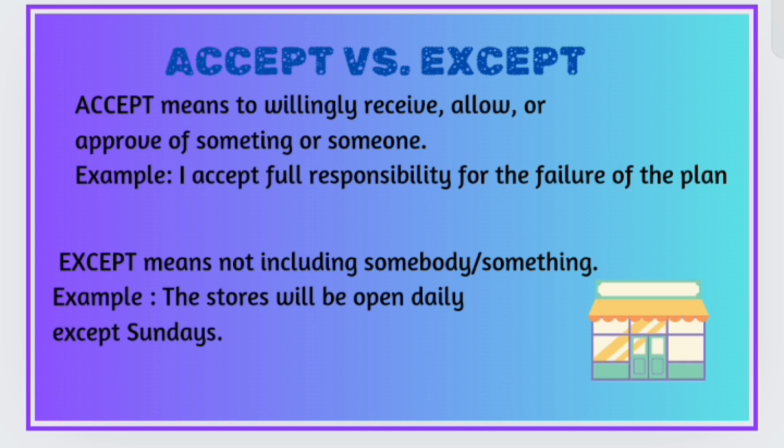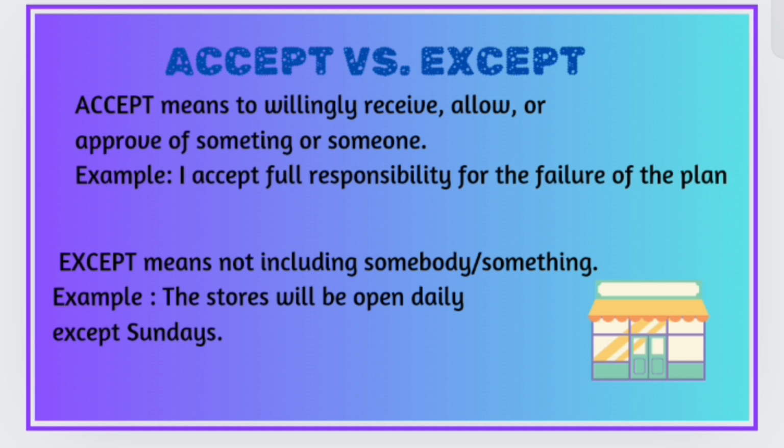The example I have given here: I accept the full responsibility for the failure of the plan. It is something that you are approving or allowing. Here through this sentence, this person is receiving the full responsibility of the failure of the plan of anything that they had conspired together. The next word is except. E-X-C-E-P-T. It means not including somebody or something.